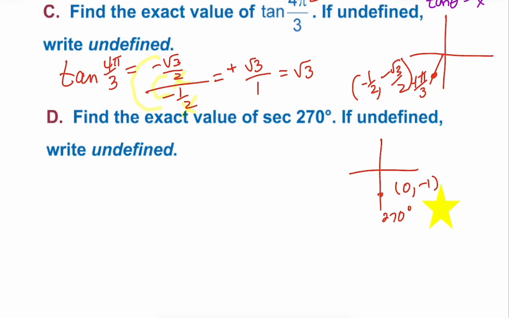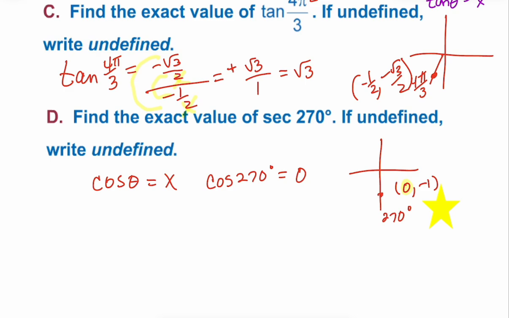Now they asked us for the secant. The secant is the reciprocal for which one of our trig functions? Secant goes with which one of our trig functions? Cosine. So let's think about the cosine. Now remember, the cosine is the x value. So the cosine of 270 is the x value from our ordered pair. So it's just 0.